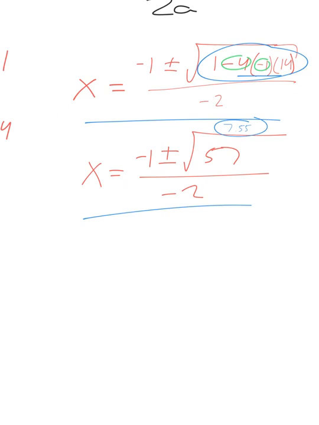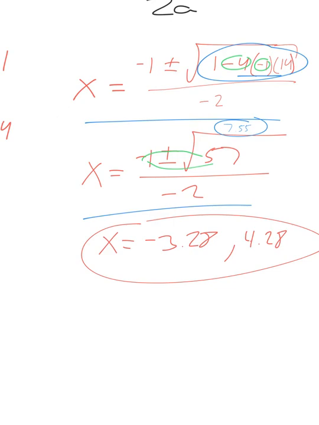Okay? All right, so then I've got to this point now, and now I've got to take the high road and the low road and figure out my two answers. -1 plus the square root of 57, which is 7.55, and then divide that by -2, and then -1 minus 7.55, and divide that by -2. So I'm going to do that right now and put our answers in. Okay, and for the answers for this problem, I got these two answers, -3.28 and 4.28.